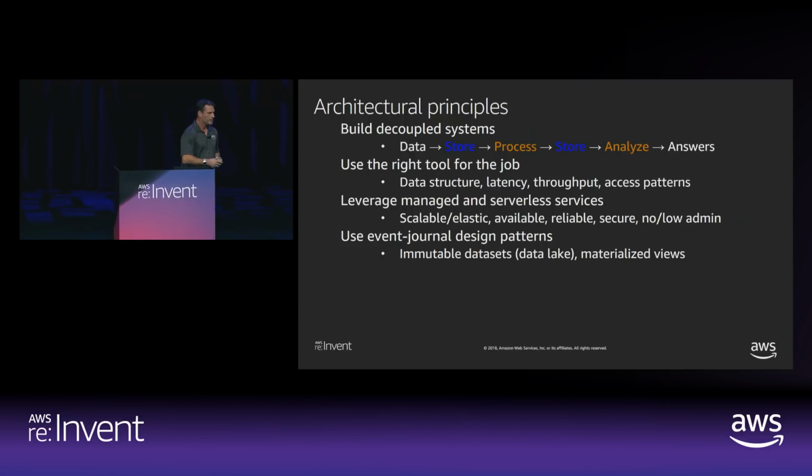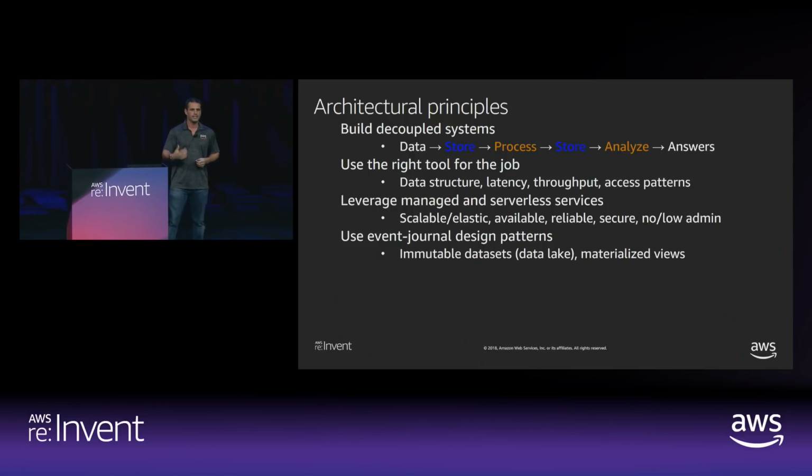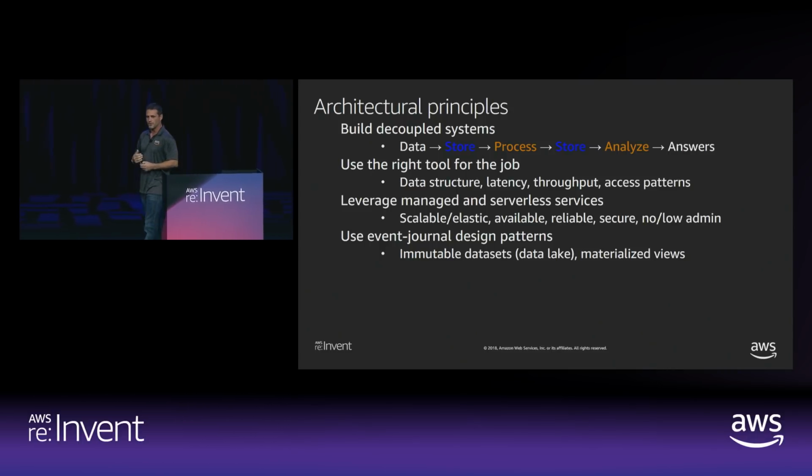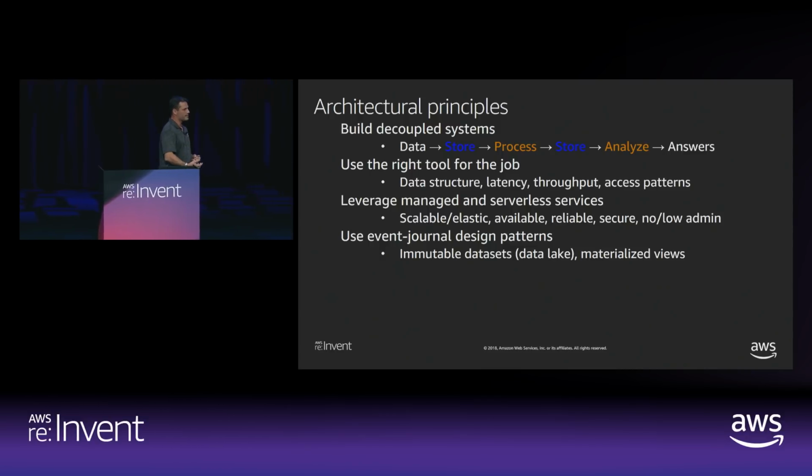Event journaling, what this means is as you're collecting your data in these big data systems, it's really, really good best practice to not overwrite your data. So if you're getting data records and some of those data records are getting corrected, rather than replacing those records, keep appending to your data set. Keep adding to that data set.